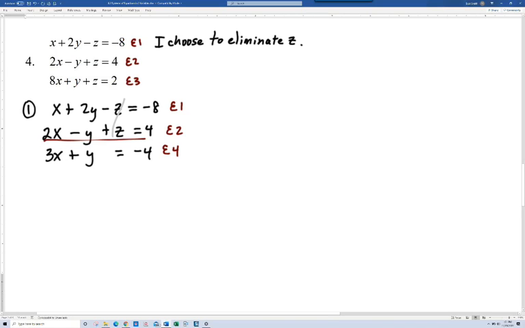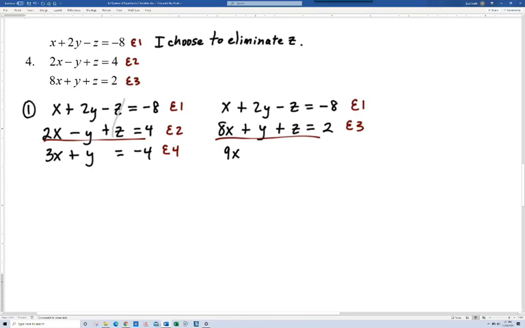And so now, remember, you have to use all 3 of the equations as you're solving a system of 3 equations and 3 variables. We used 1 and 2, so we need to use 3 now. So we'll use 1 and 3 together. Remember, the z's are opposites, so I'm just writing down equations 1 and 3 here. So let's go ahead and add these together. We already have opposites for z. We're going to get 9x plus 3y is equal to negative 6. And so we'll call that equation 5.